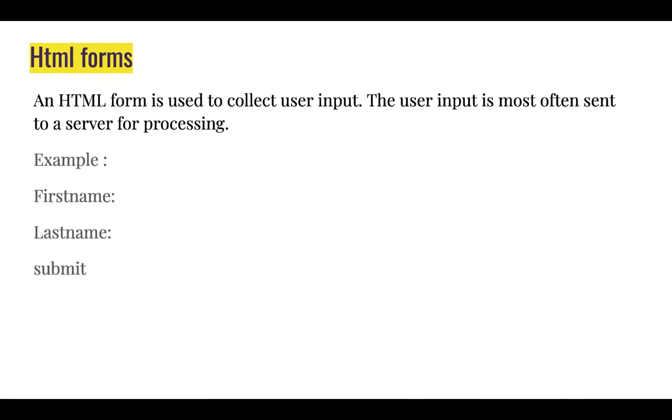An HTML form is used to collect user input. The user input is most often sent to a server for processing. An example is a login form. A login form collects details like username, email address, and password. So when you click the submit button, the data that you entered is sent to a server for processing. And when we say processing, we mean things like checking if the credentials that you entered are accurate.